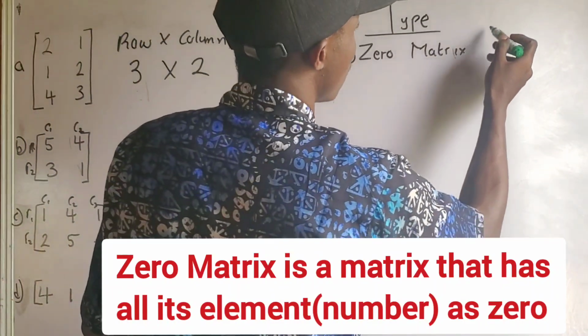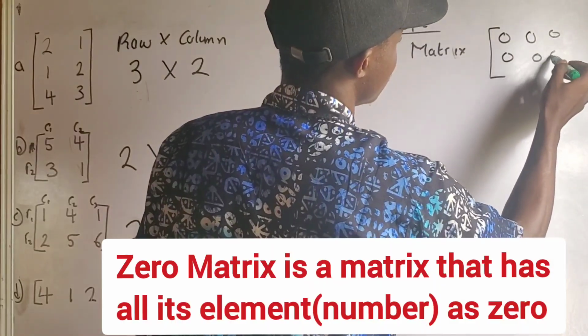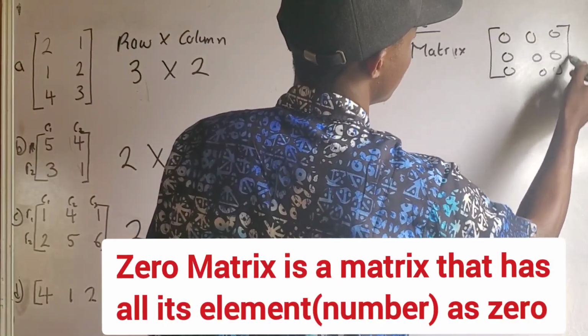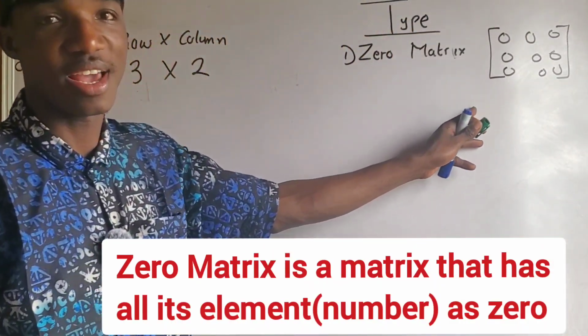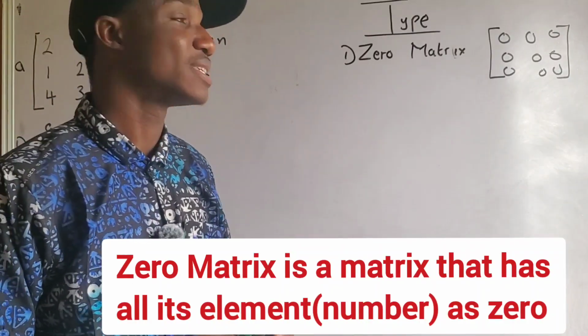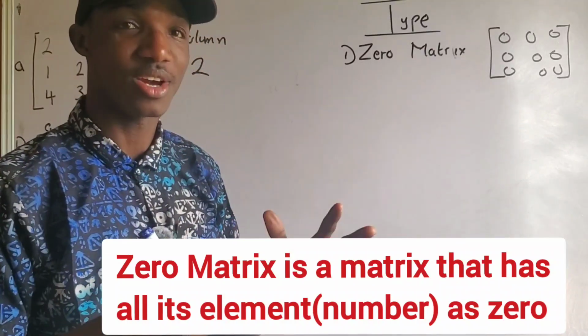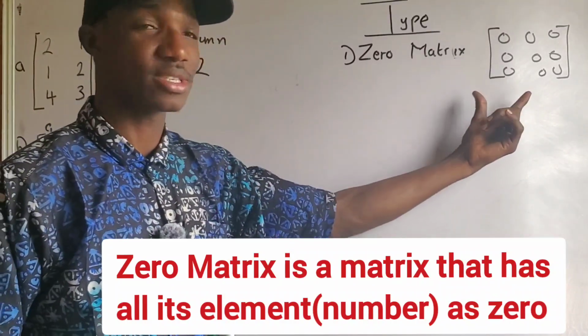A typical example of zero matrix is this: 0, 0, 0, 0, 0, 0, 0, 0, 0. This matrix that you see here is called zero matrix. Why? The reason is because all the elements, all the numbers present inside the matrix, are zeros. Do you understand? So this is a typical example.